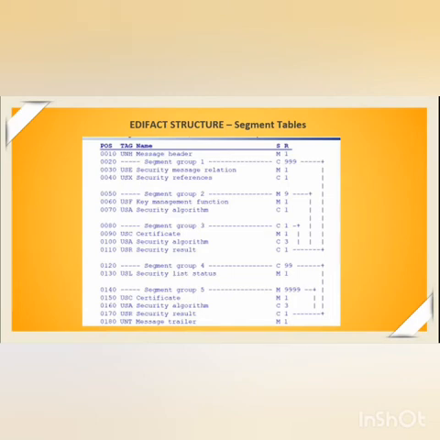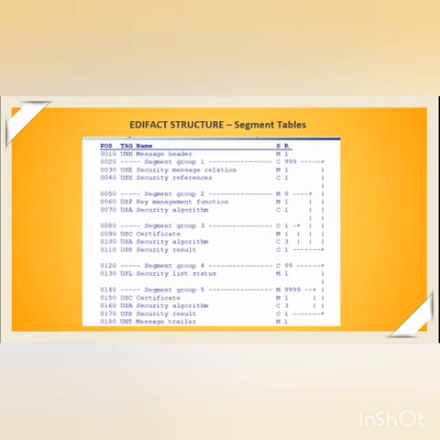So the segment tables consist of message tags. Just now we have seen an EDIFACT message, isn't it? Each line consists of a 3-letter word. So that is the message tag. So what message tags will be there in an EDIFACT message? They have given you some message structure here in the segment tables.